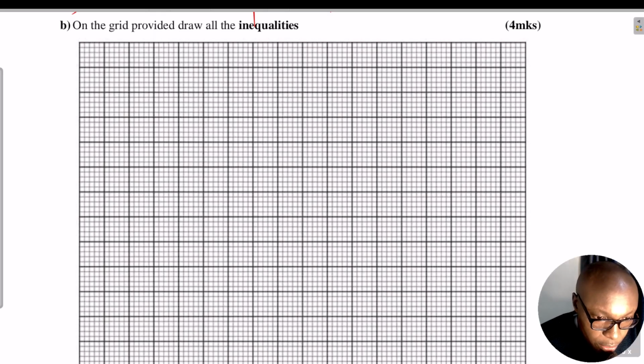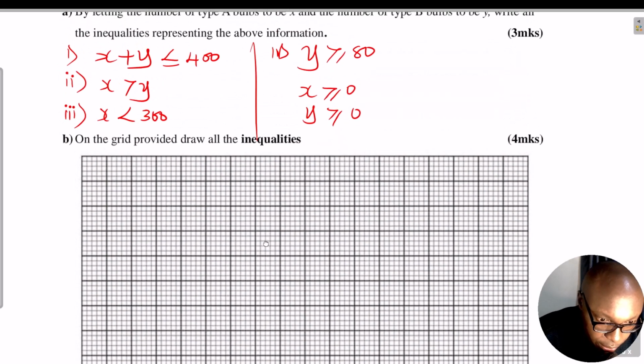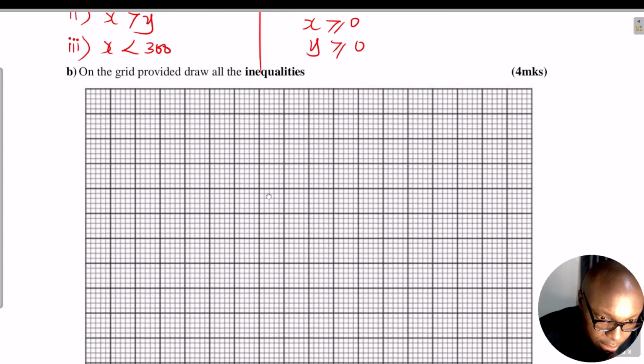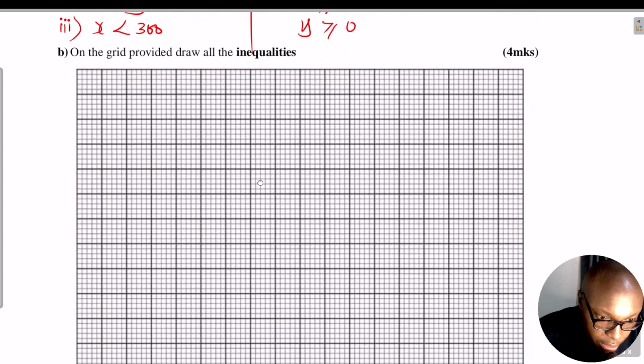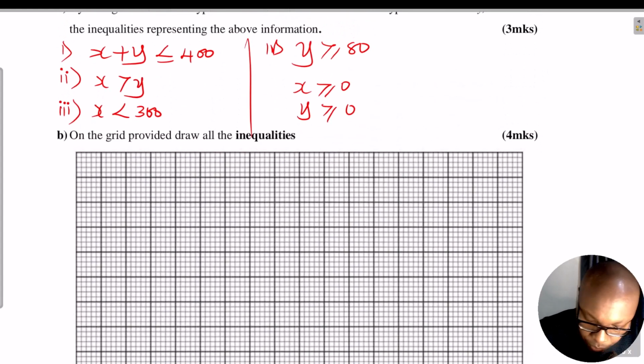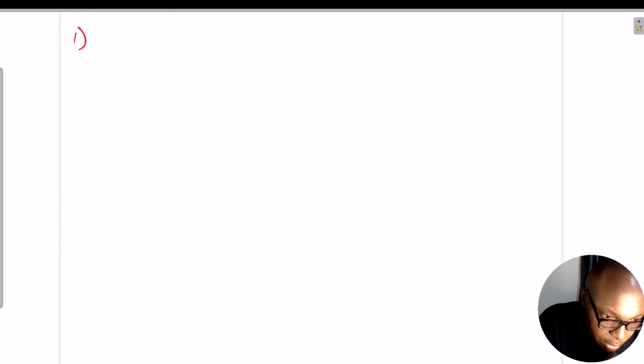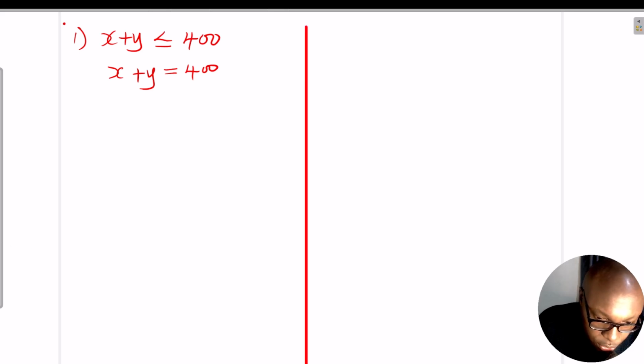Part B: on the grid provided, draw all the inequalities. So let us draw the inequalities. The first one is X plus Y is less than or equal to 400. So the line that you are going to draw is X plus Y equals 400.